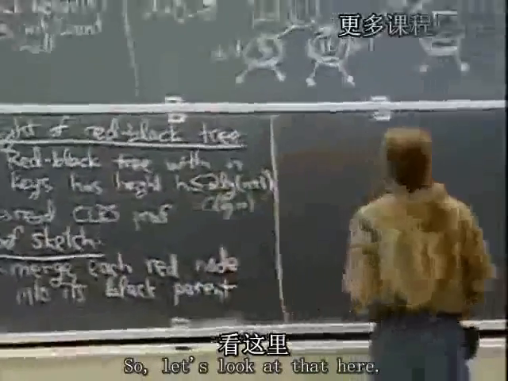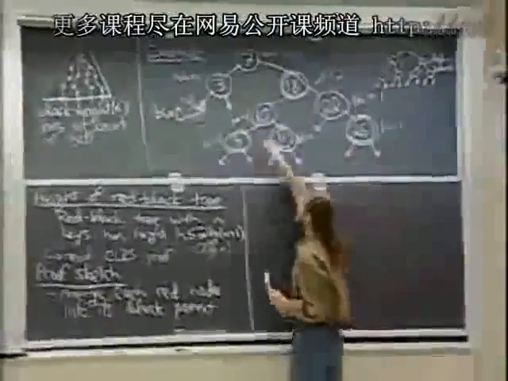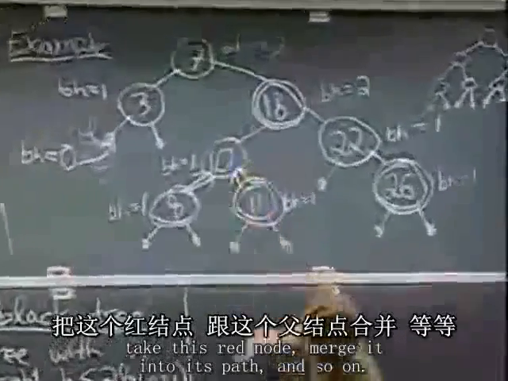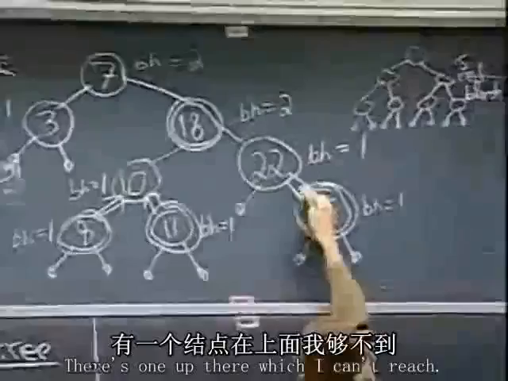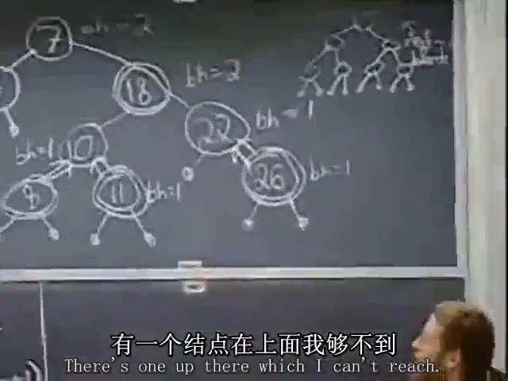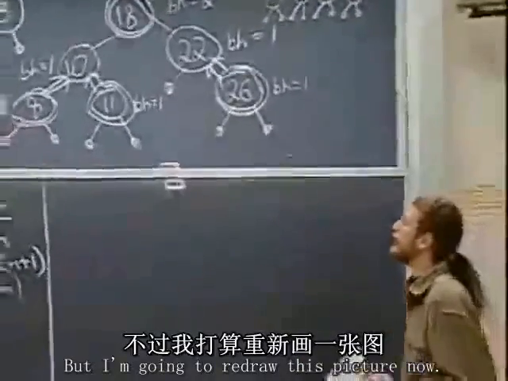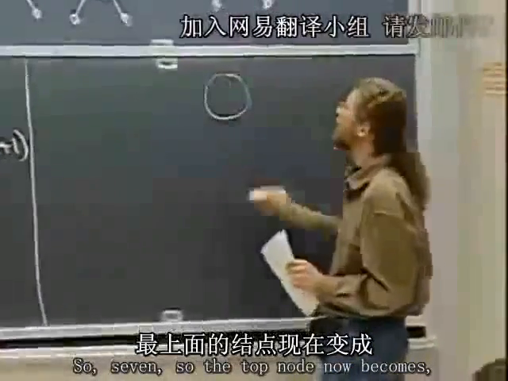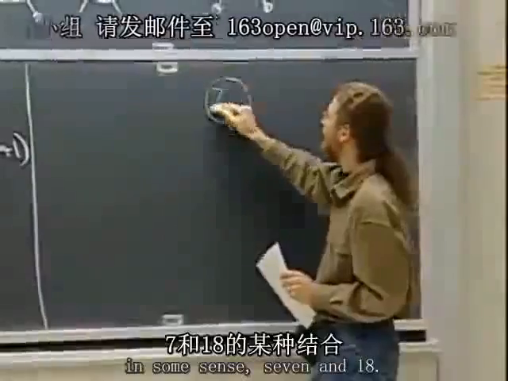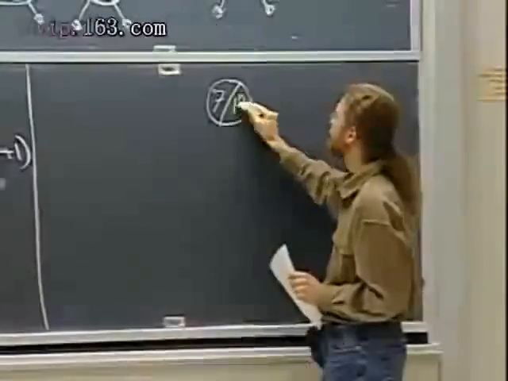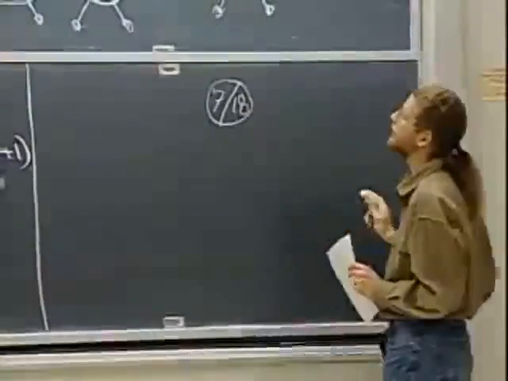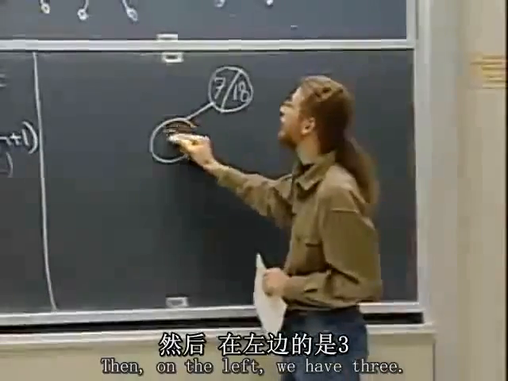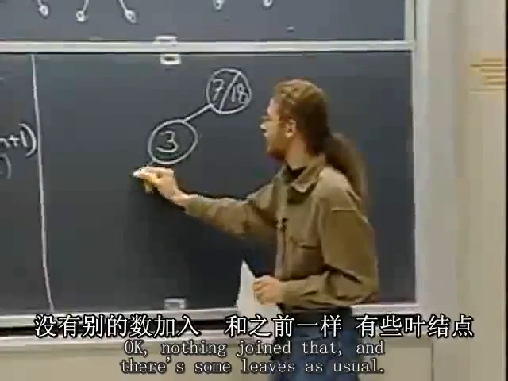So let's look at that here. I'm going to take this red node, merge it into its parent, take this red node, merge it into its parent, and so on. There's one up there which I can't reach, but I'm going to redraw this picture now. So the top node now becomes, in some sense, 7 and 18. They got merged together, but no one else joined them. Then on the left, we have 3. Nothing joined that, and there are some leaves as usual.